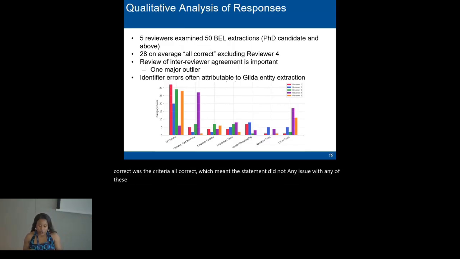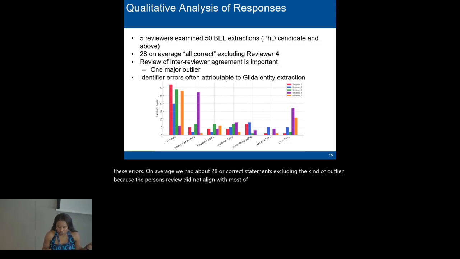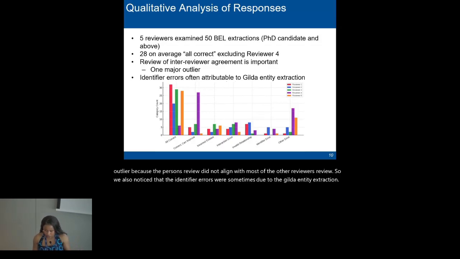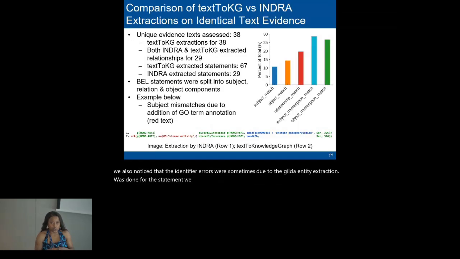On average, we had about 28 all correct statements, excluding reviewer 4, who was a kind of outlier because the person's review did not align with most of the other reviewers' review. So we also noticed that the identifier errors were sometimes due to the Gilda entity extraction that was done for the statement.